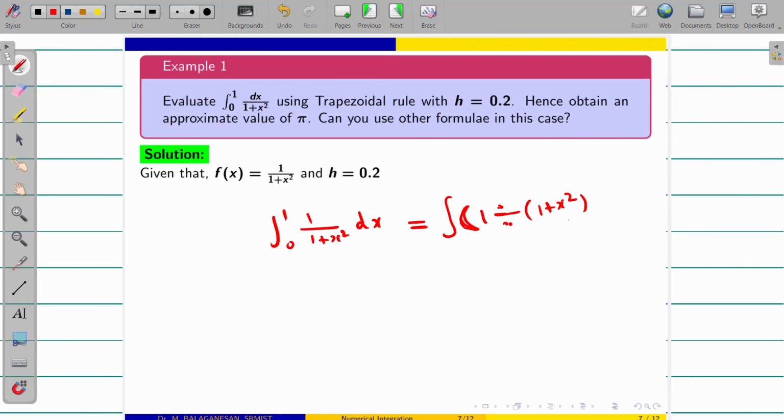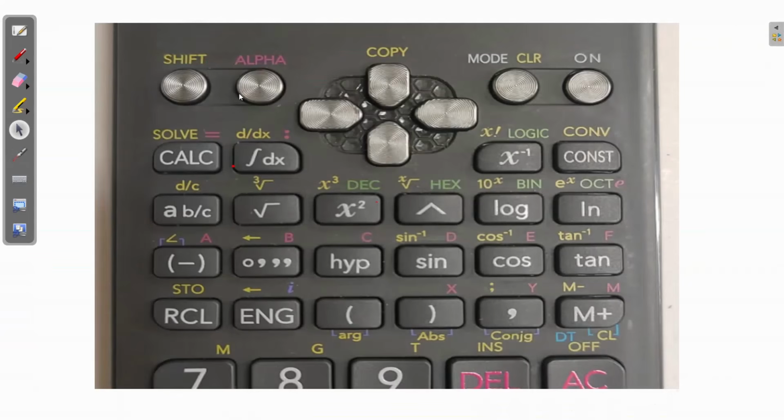So how can I insert x square? That I am going to explain now. In your calculator, there will be a button alpha. That is a pink color button. As you know very well, if you want to use the yellow color letters wherever they appear, we will use the shift button. Likewise, I will show you the image of the calculator. Yeah, we have to press the shift button.